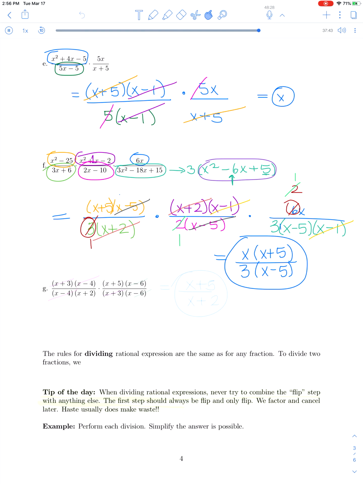Let's look at the last one, G. Notice on G, they've actually done the hard part for us. They've actually done all the factoring. So don't FOIL. They've done the hard part. All we get to do is just jump to the canceling because they took care of the factoring. So notice there's an x plus 3 we can cancel out from the top and the bottom. There's an x minus 4 we can cancel out from the top and the bottom. There's, let's see, an x minus 6 that we can cancel out from the top and the bottom, which leaves us with our final answer of x plus 5 and x plus 2.